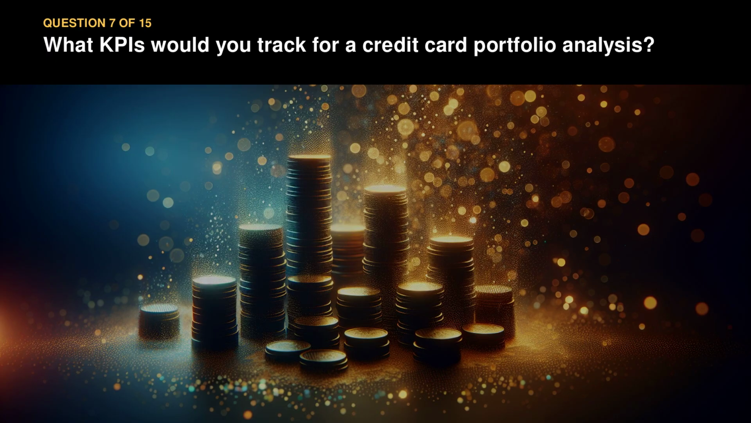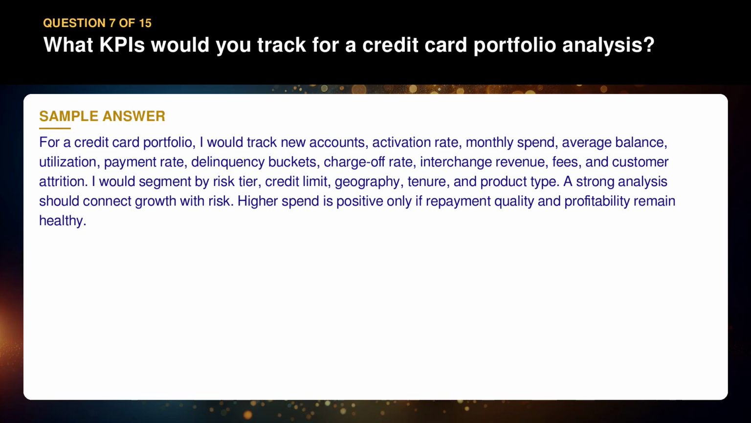What KPIs would you track for a credit card portfolio analysis? For a credit card portfolio, I would track new accounts, activation rate, monthly spend, average balance, utilization, payment rate, delinquency buckets, charge-off rate, interchange revenue, fees, and customer attrition. I would segment by risk tier, credit limit, geography, tenure, and product type. A strong analysis should connect growth with risk. Higher spend is positive only if repayment quality and profitability remain healthy.